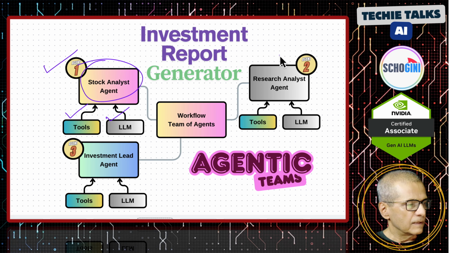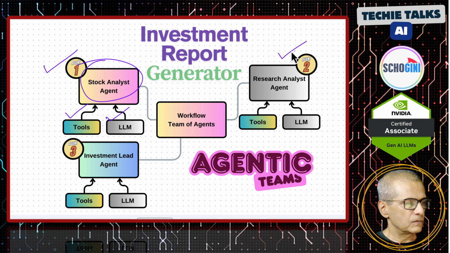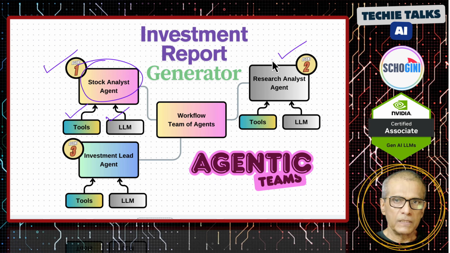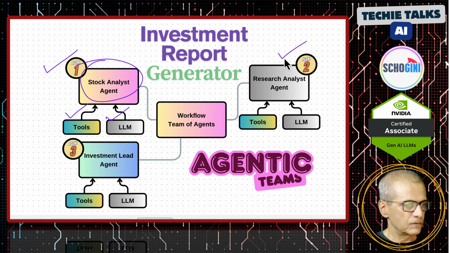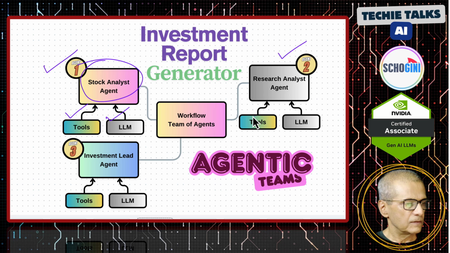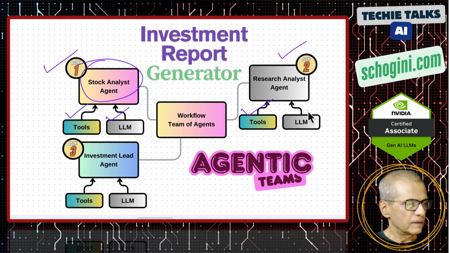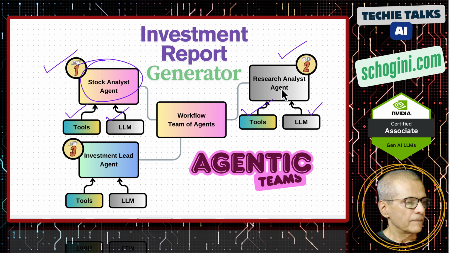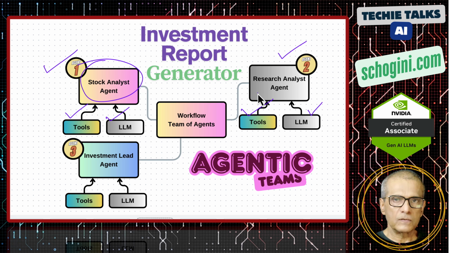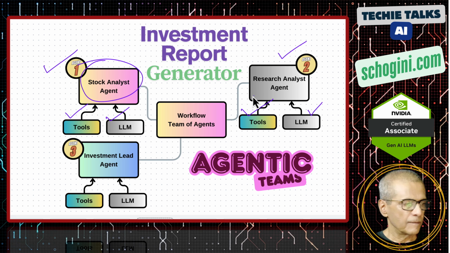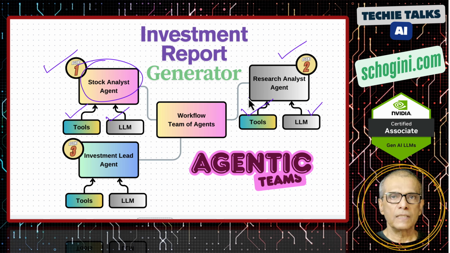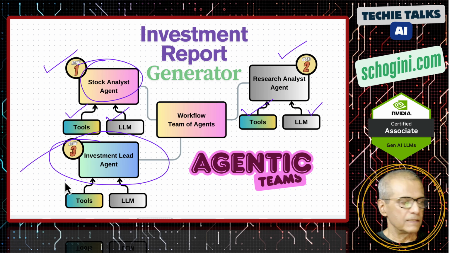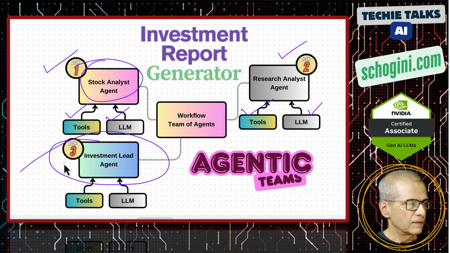Then we have the research analyst agent. This will do research on the companies behind those stocks, the fundamentals of those companies. It will analyze recent trends, all those things. Again, we have tools and AI access if required. So two agents, stock analyst agent and research analyst agent. But using this as the starter application, you can add more domain-specific agents. Then finally, you have the investment lead agent that will give you the advice for investment.